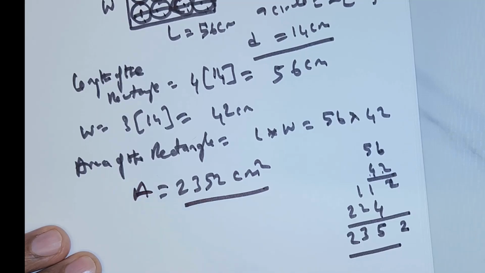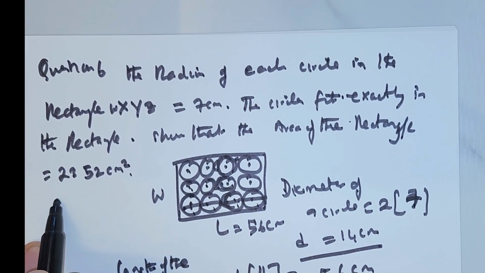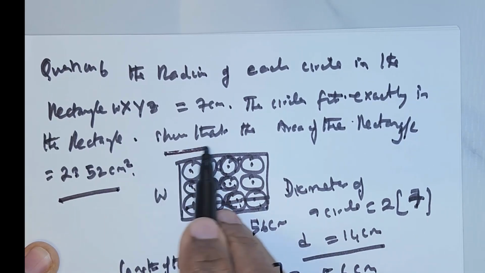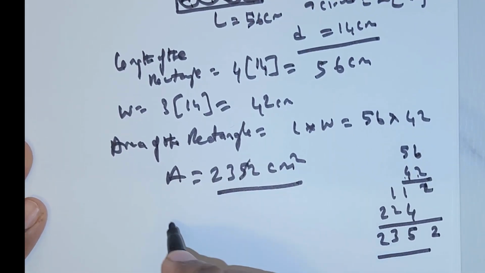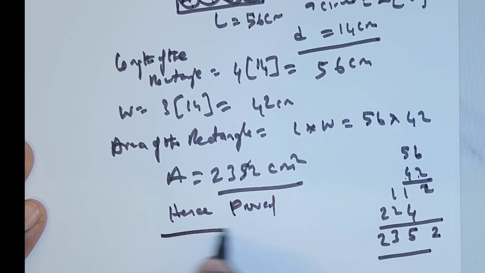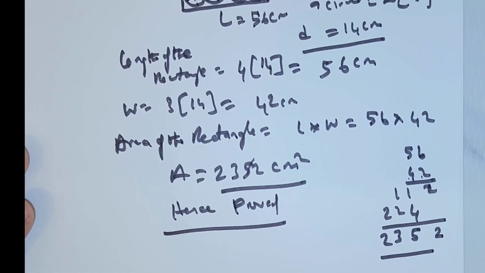This is the area. Now we have to check the area given. See the area given, 2352 cm squared. So we are asked to show this, and we have shown this. So hence proved. You can write that statement. So let's move on to the next question.